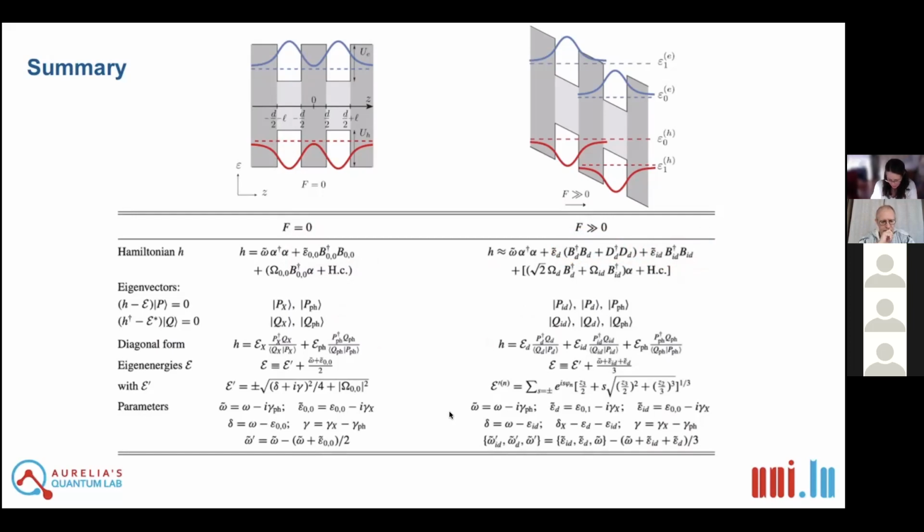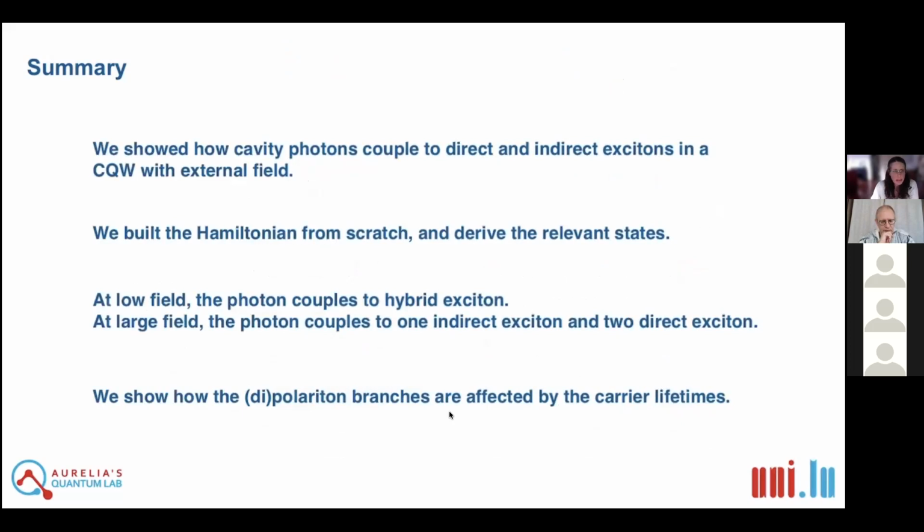to diagonalize the Hamiltonian. To summarize this part, we show how cavity photons couple to these excitons, the direct and the indirect, in this structure of coupled quantum wells under some electric field. We built the Hamiltonian from scratch in order to derive the relevant states, and we saw that at low fields the photon couples to the hybrid excitons, while at large fields it couples to one indirect exciton and two direct excitons. And thanks to this analytical formalism, we can see the different branches and how the energy and the lifetime are affected by the carrier lifetime. So this closes my first part.